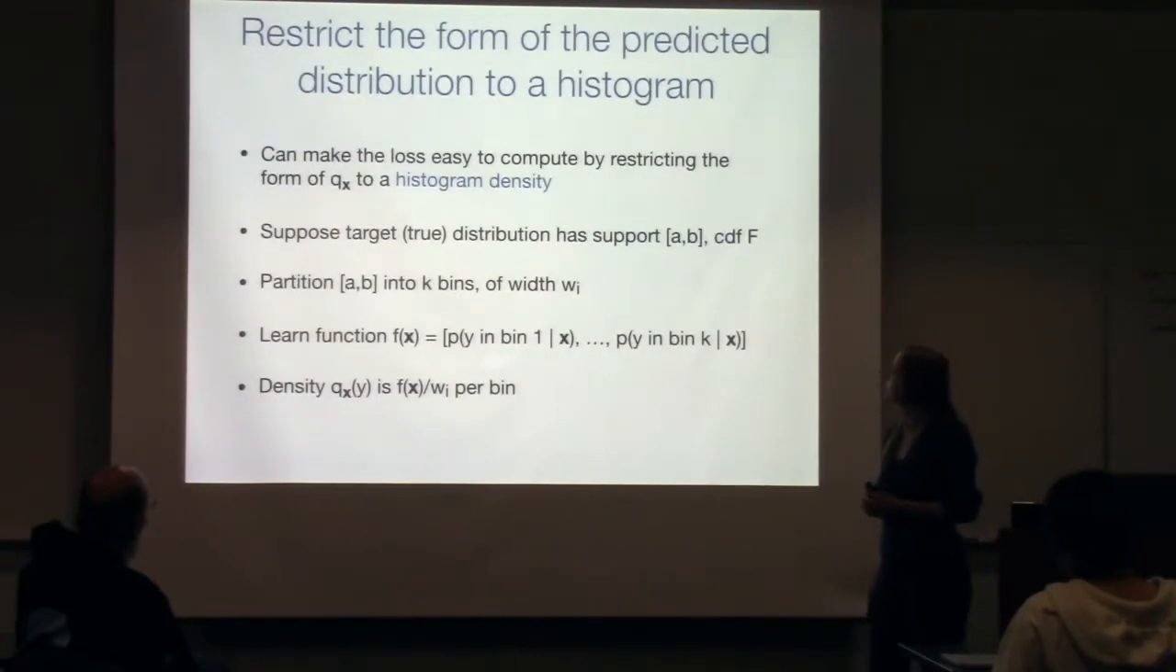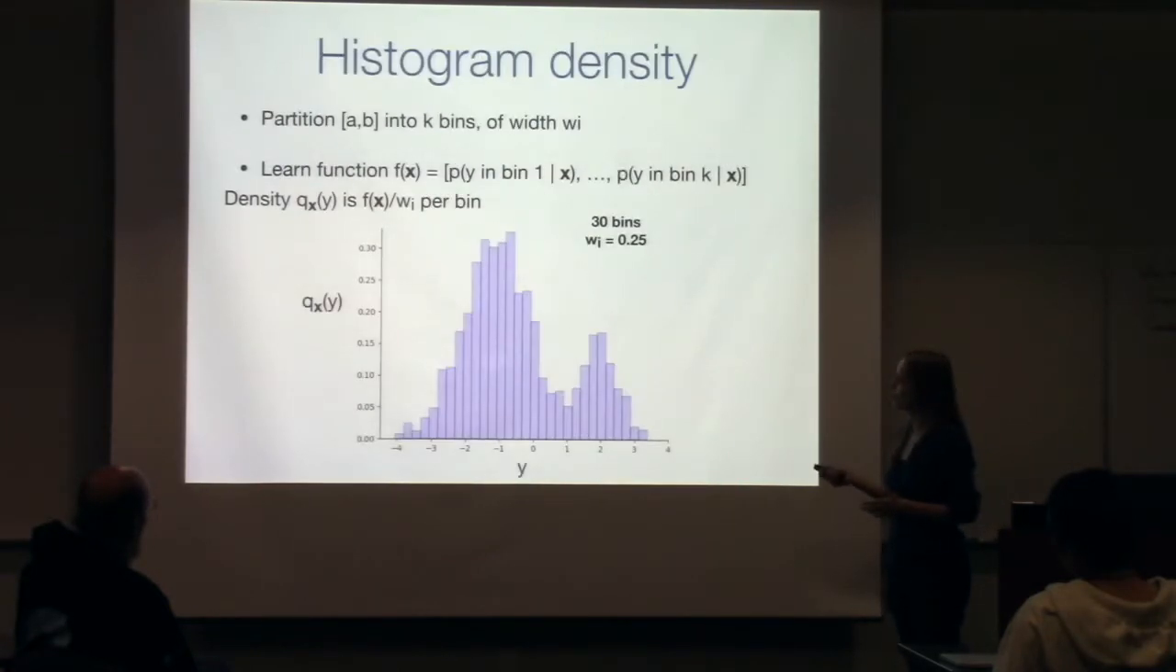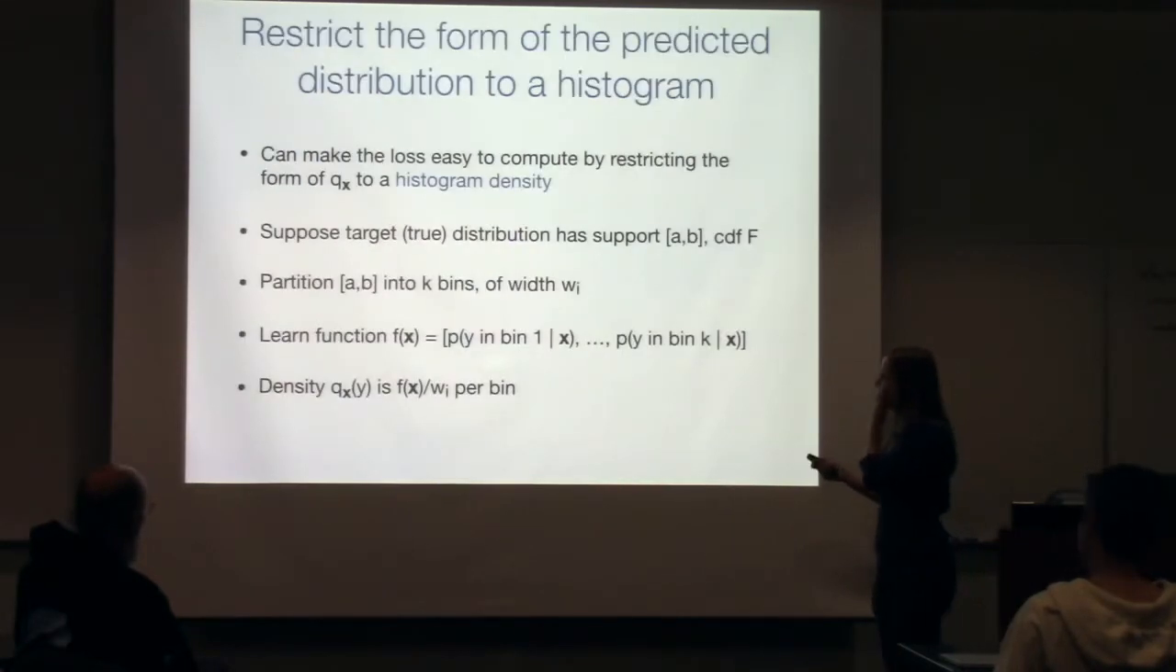So in our setting, we're going to restrict this q of x to be a histogram density. And by that I mean, actually I'll just show you what the picture looks like. By that I mean q of x is going to look like this. You're going to say, what is the probability I'm in each of these bins? But to be more precise, I'll just tell you what I mean by that.